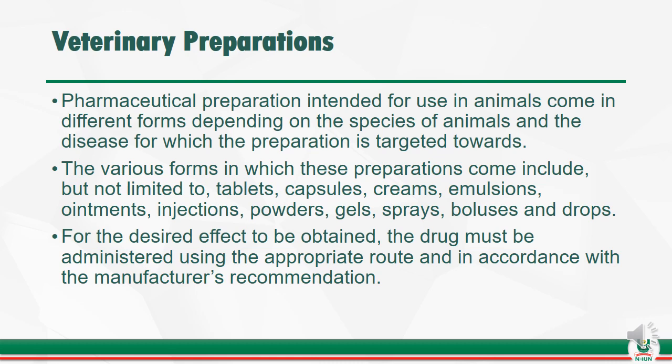Now, let us look at veterinary preparations. Pharmaceutical preparations intended for use in animals usually come in different forms depending on the species of animals and the disease for which the preparation is targeted. The various forms in which these preparations come include, but are not limited to, tablets, capsules, creams, emulsions, ointments, injections, powders, gels, sprays, boluses, and drops. For the desired effect to be obtained, the drug must be administered using the appropriate route, and this must also be in accordance with the manufacturer's recommendation.